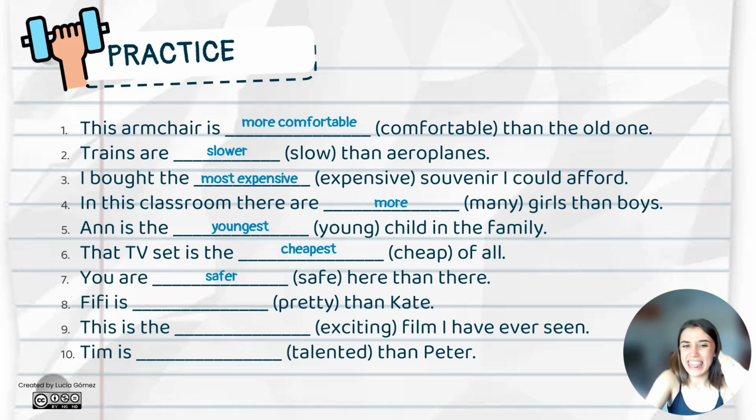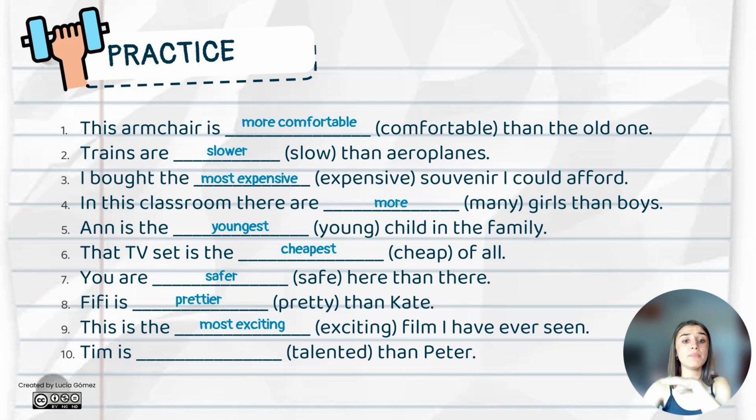Since we have than, it's easy to guess that it's a comparative. Anyways, try to read the entire sentence, okay? Because sometimes it could be a comparative, but there is no than, okay? And it will make sense, obviously. Then number 8, Fifi is prettier than Kate, okay? Short as well. And here we change it to a normal I.